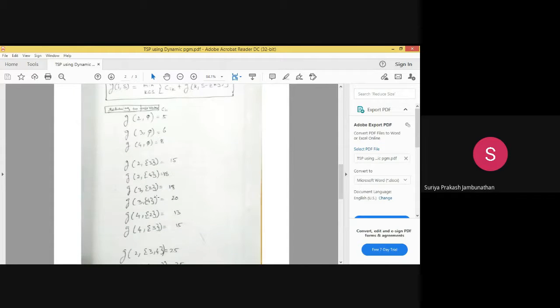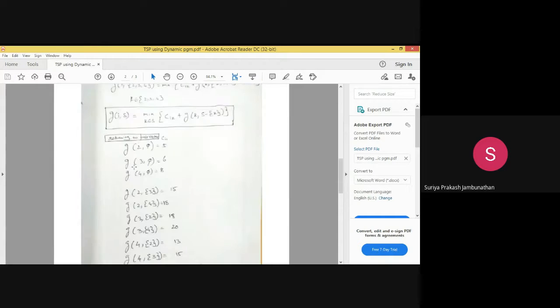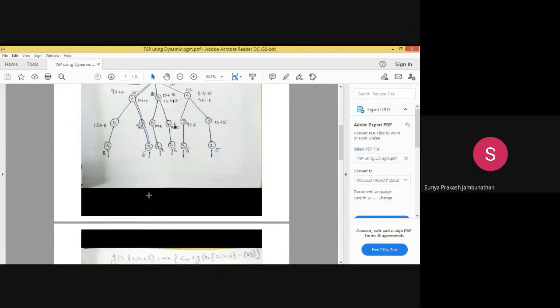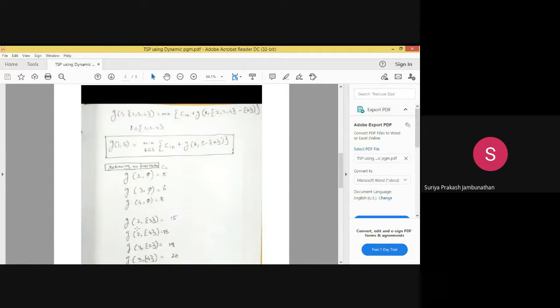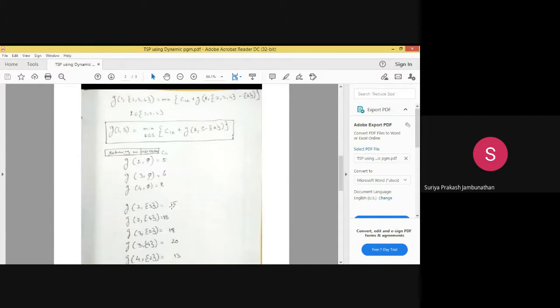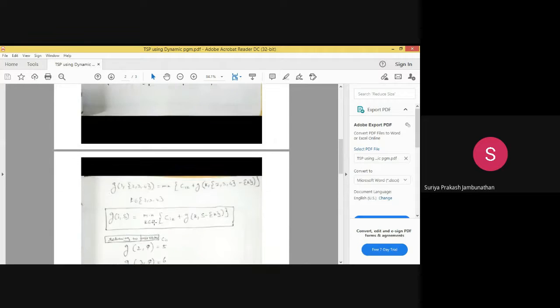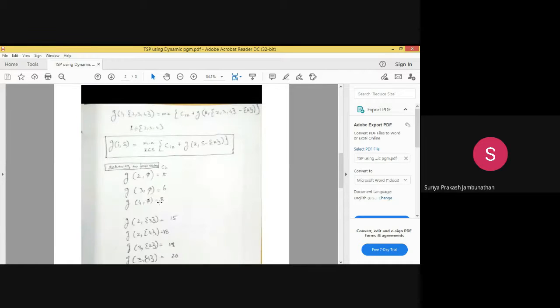So this is the next level. We are taking from 3 to 4. Let's start from 2 only. First 2 comma 3, then 2 comma 4. G of 2 comma 3 is 9 plus 6, that is 15. G of 2 comma 4, what are we getting? 10 plus 8, 18. G of 2 comma 4 is 18.